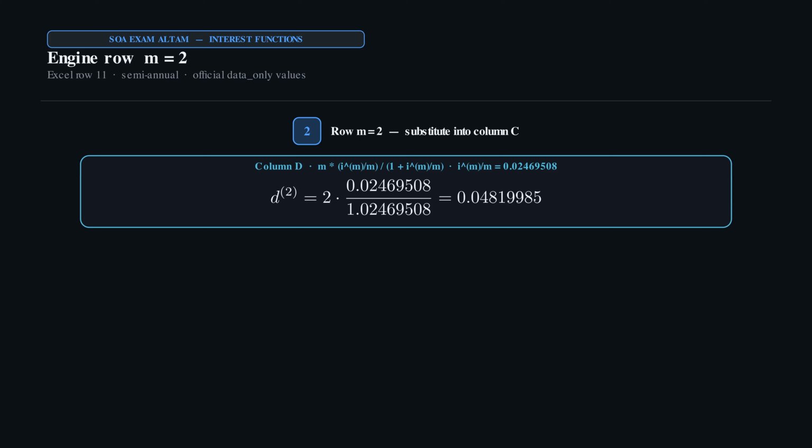Now column D. i upper 2 over 2 is 0.0246958. Divide by 1 plus that piece, 1.0246958, then multiply by 2. d upper 2 is 0.048199885. Notice d upper 2 is already larger than annual d, while i upper 2 is smaller than annual i.